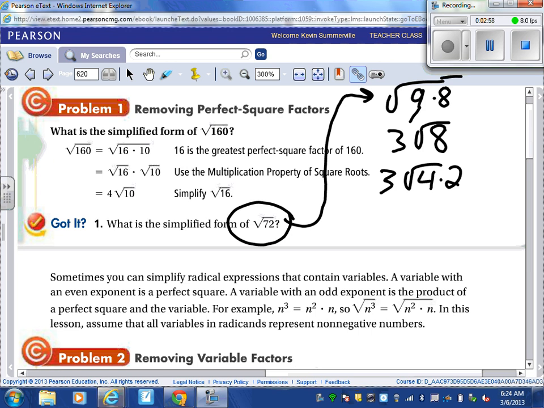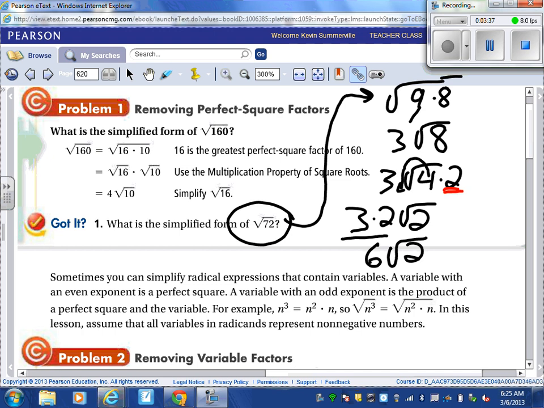But if we look at 4, we can break that down even further. What is the square root of 4? That's right, 2. So the 2 pops out with the 3 on the outside, leaving square root 2 left under the square root sign. So our final answer is we multiply 3 times 2 and get 6 square root 2.